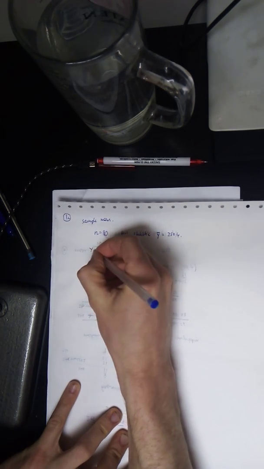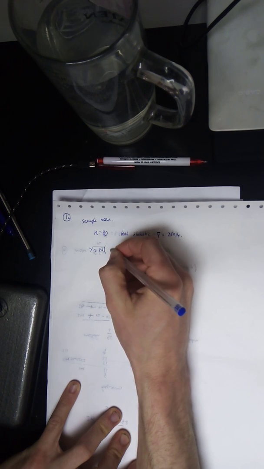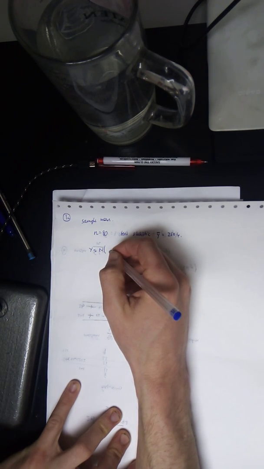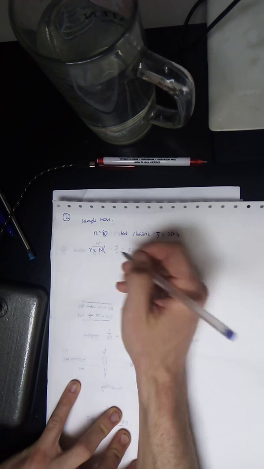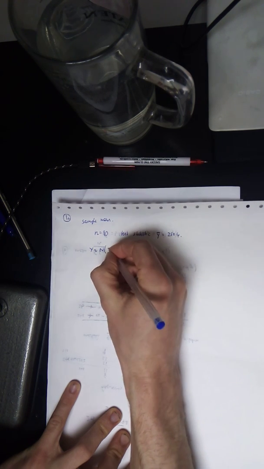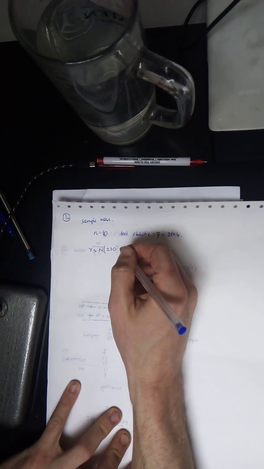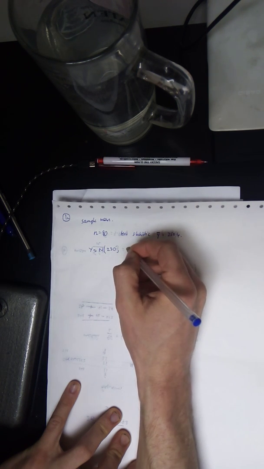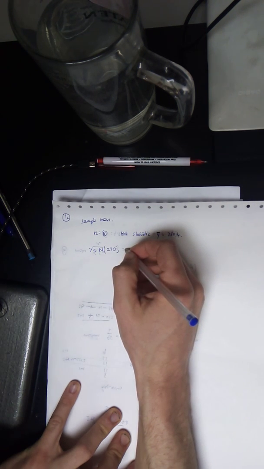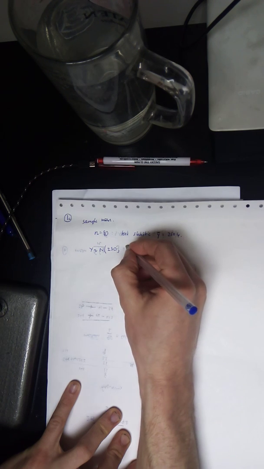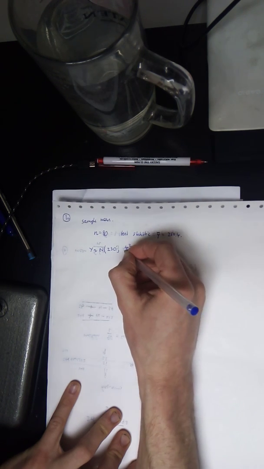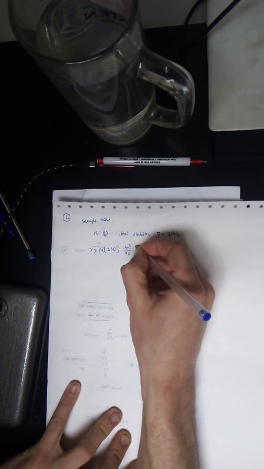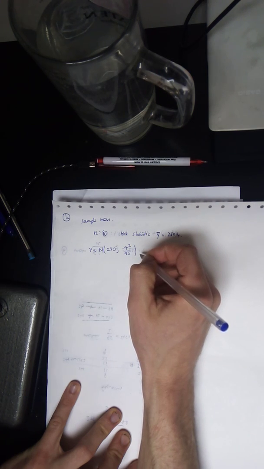So Y bar is distributed normally with mean, well, that's our standard mean, isn't it? Mean mass of coffee is 250, and our variance, our standard deviation is 4, so it can be 4 squared, but it's a sample mean, so we need to divide by 90. So we got that. That's our distribution.